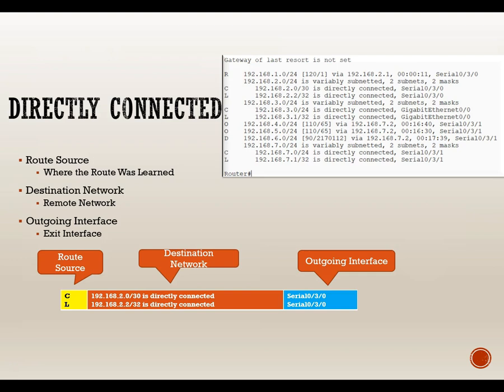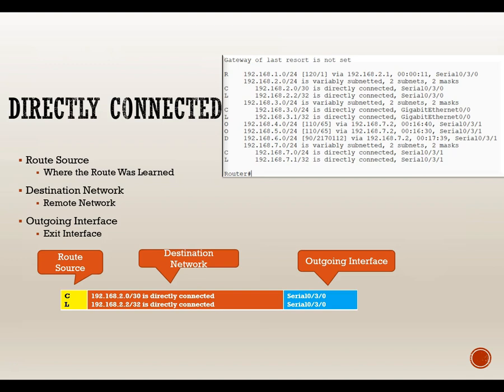The L is going to be the IP address of the connected interface. Route source is where the route was learned. The destination network is the remote network, and the outgoing interface is the exit interface down here at the bottom. So the route source, where it's learned here, C and L, and we have the others. We have the R for RIP, the O for OSPF, and the D for EIGRP.